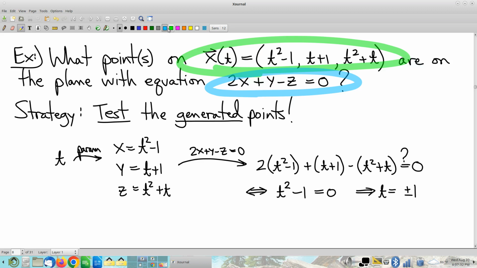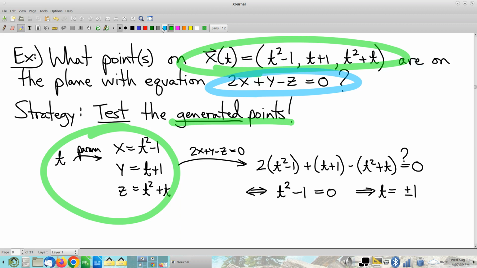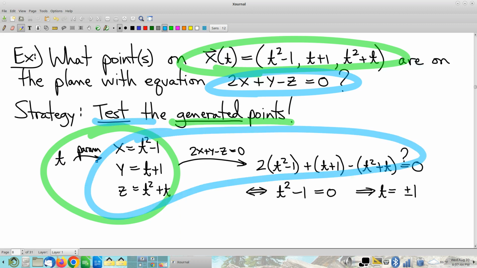And the approach is pretty straightforward. I'm going to use the parameterization to generate points, and then I'm going to test them. Right? So for whatever value of t, this is the generated point from my parameterization. And the action of testing this generated point is to take these x, y, and z, plug them into my equation, and then ask, did it work? Everybody see what I'm doing there?